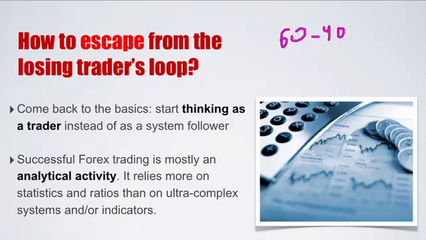In fact, most professional traders are around 60-40, perhaps even 55-45. 65-35 is already a very good ratio, but combined with a positive expectancy and, like I said before, a positive risk-reward ratio, that makes it that in the long term, there you have it, your healthy, upwards, slow but steady equity curve. Okay, so like I said before, start thinking in terms of statistics and ratios rather than ultra complex systems and indicators.